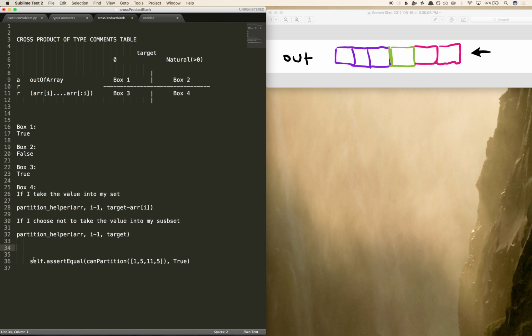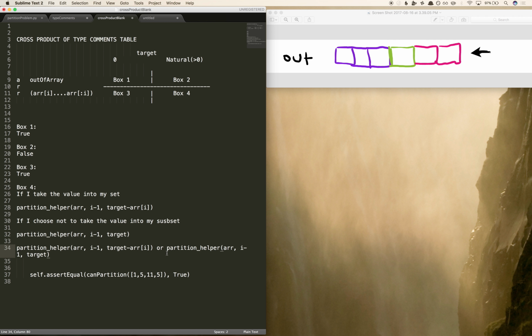So what I want back is the domino that's going to knock down my bigger problem. What I'm going to be able to return is the best of this or this.